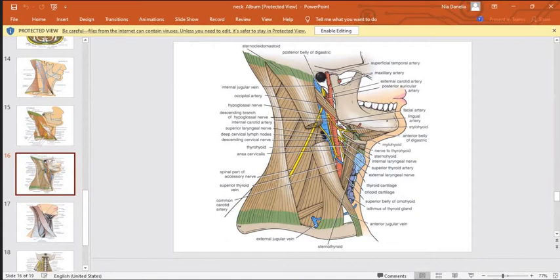A branch of the external carotid artery is also the facial artery. The facial artery, when it leaves the carotid triangle, passes into the submandibular triangle, and from the submandibular triangle it crosses the lower margin of the mandible and enters the face. It is one of the superficial arteries of the face. Also from the external carotid artery arise the occipital artery and the posterior auricular artery.